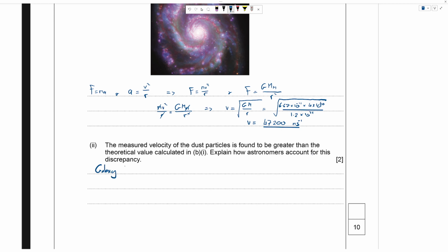Galaxy has more mass than visible. So possibly contributed by dark matter. There's 2 marks for this, so I feel like that on its own maybe isn't enough. I think we probably do have to make reference to dark matter. So it contains some dark matter. And that's it.